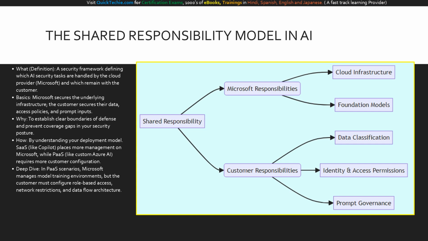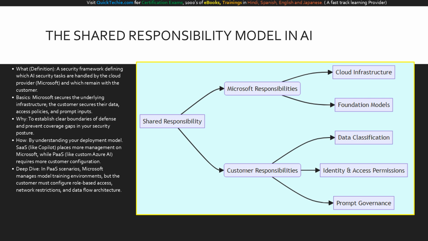Before we secure the system, we must understand who is responsible for what. This brings us to the shared responsibility model. What is it? It is a framework that clearly defines the security obligations of the cloud provider, Microsoft, and you, the customer. The basics are straightforward. Microsoft secures the underlying cloud infrastructure, the physical data centers, and the foundational models. However, you remain responsible for your data, who gets to access it, and the governance of how your employees use the AI.